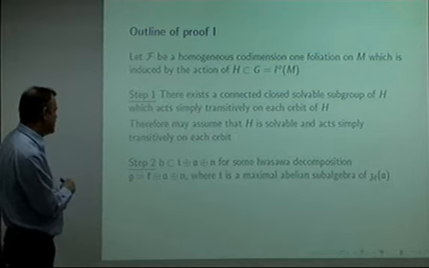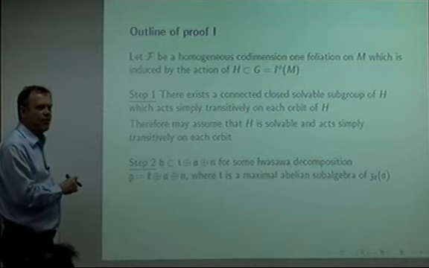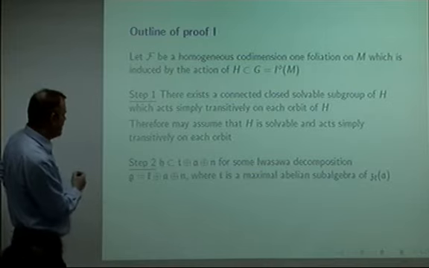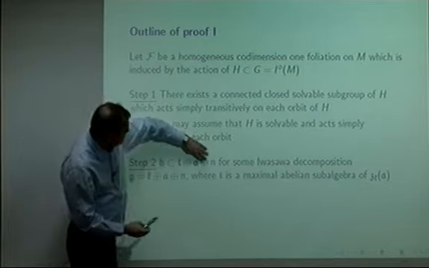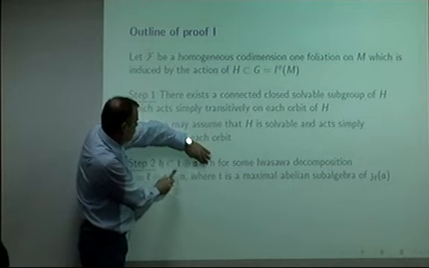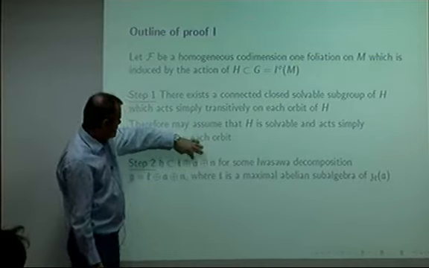Now Cartan subalgebras are nice in the compact case, but not so nice in the non-compact case. They are not unique, unfortunately. But every Cartan subalgebra is of this form, T plus A. T is a toroidal part or compact part, A is a vector part.